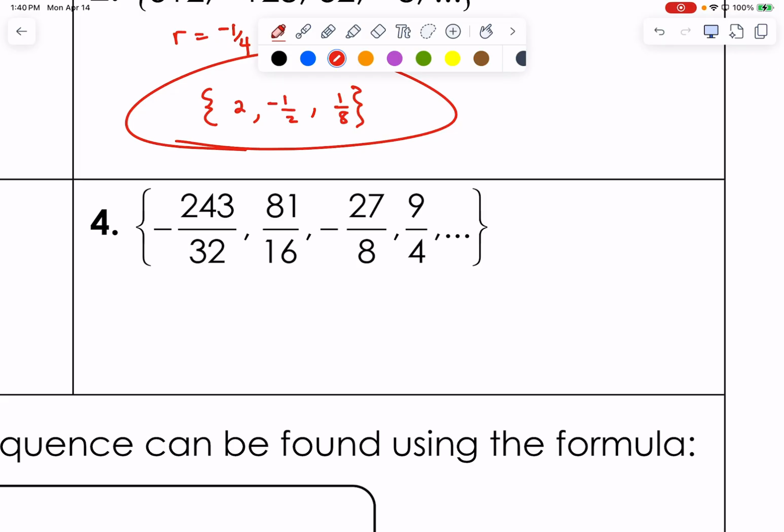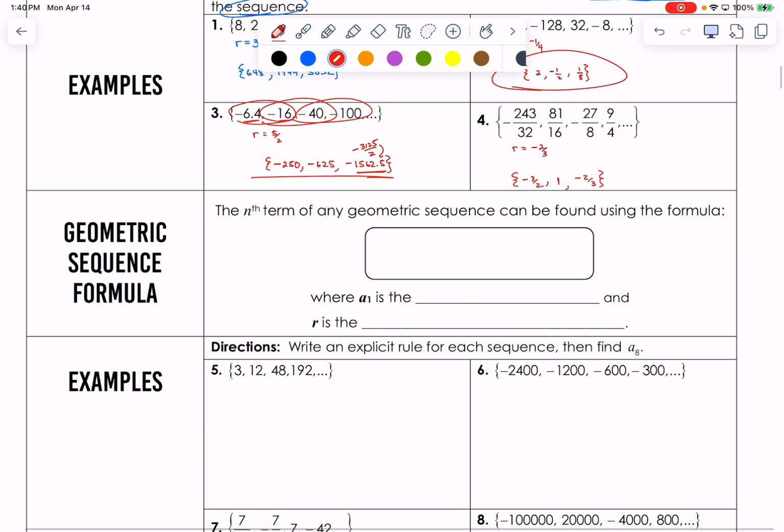Okay, what does R equal on this one? Negative 2/3. So, the next terms in the sequence? Negative 3 halves, 1, negative 2/3. Got it? Good.